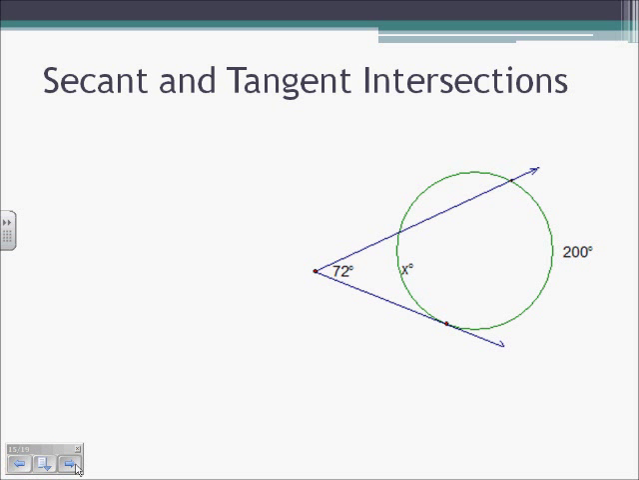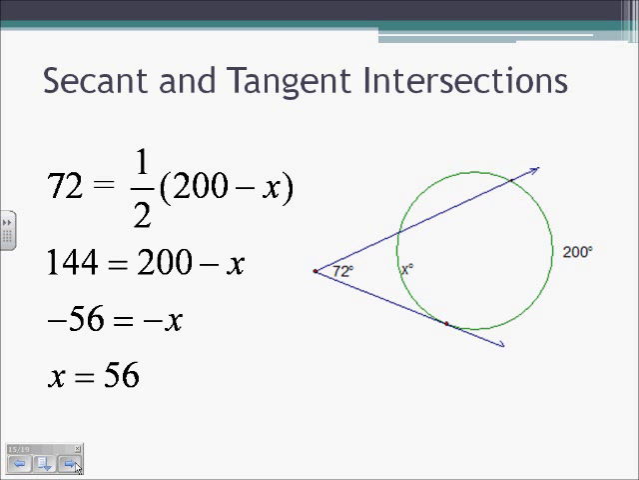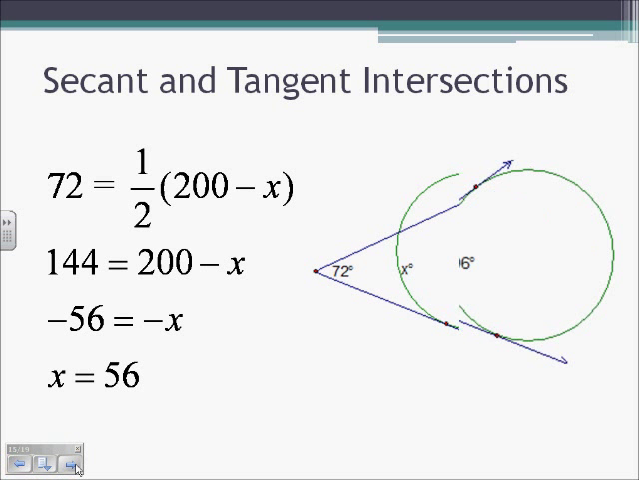Alright, so let's use that here. We're given the angle created by a tangent and a secant is 72 degrees. The intercepted arcs are 200 and x, so we know 72 is going to equal half of 200 minus x. We can solve that for x. After we multiply both sides by 2, 144 is going to equal 200 minus x. So negative 56 is going to equal the opposite of x, so x is going to equal a positive 56.